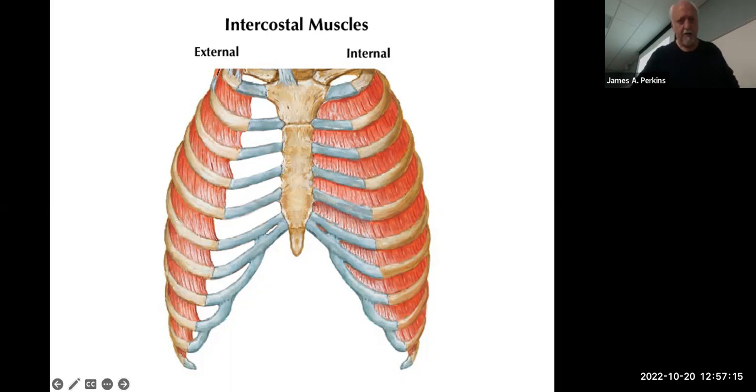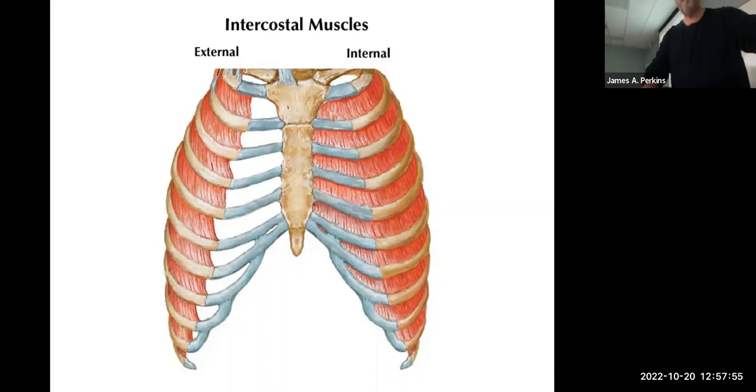A couple of interesting features of these external intercostal muscles. For one thing, what you can see here on this picture is that the external intercostal muscles lie only between the bony parts of the ribs themselves. The external intercostals do not lie in the spaces between the costal cartilages. So they're only between the actual bony part of the ribs, not between the cartilaginous parts. The other thing that's distinctive about the external intercostals is the fiber direction. So I have to do this in a way that the Zoom folks can see me.